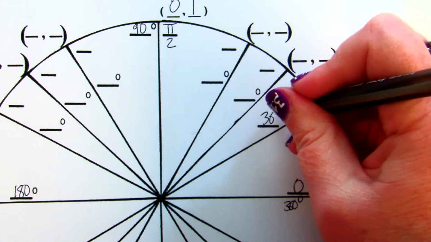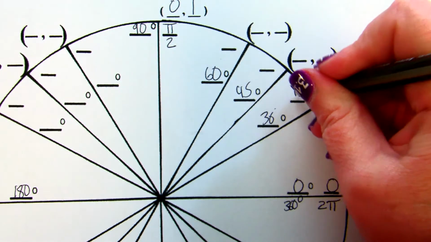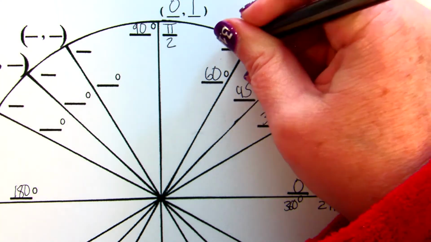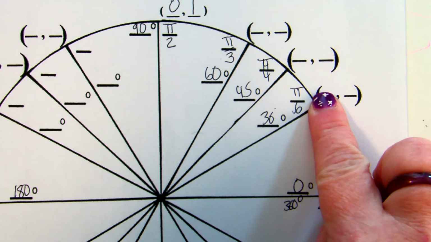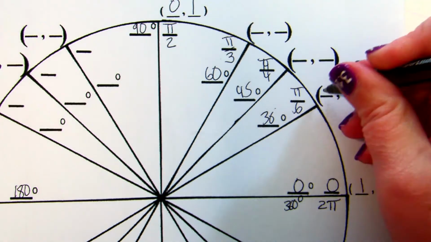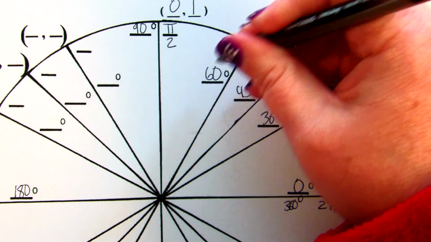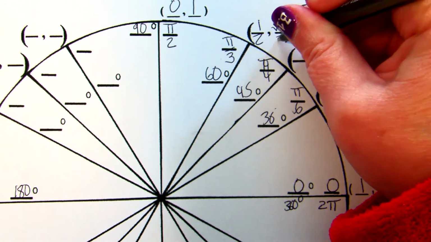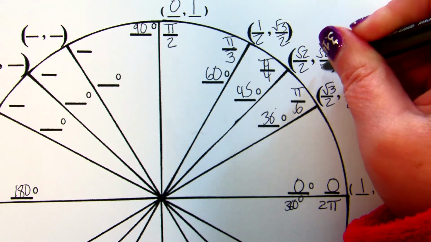30 degrees, 45 degrees, 60 degrees, pi over 6, pi over 4, pi over 3. This is long and short, so it's rad 3 over 2, 1/2. This is short and long, so it's 1/2, rad 3 over 2. This is rad 2 over 2, rad 2 over 2.